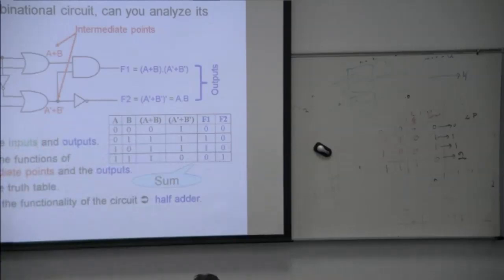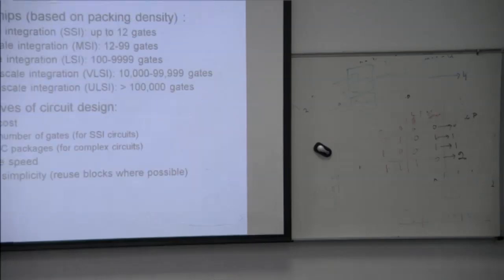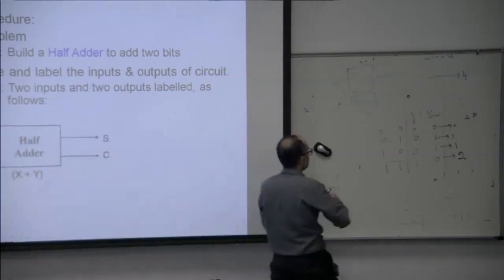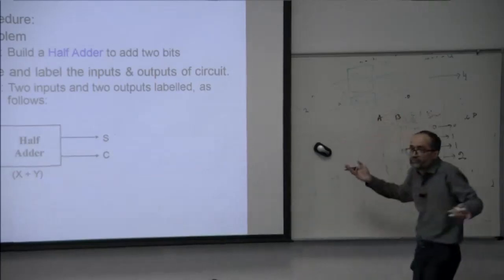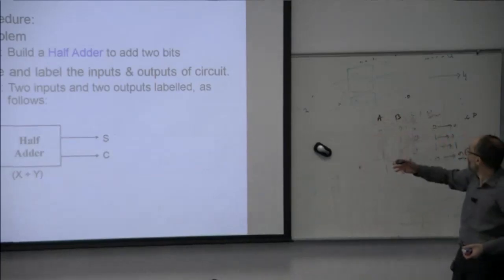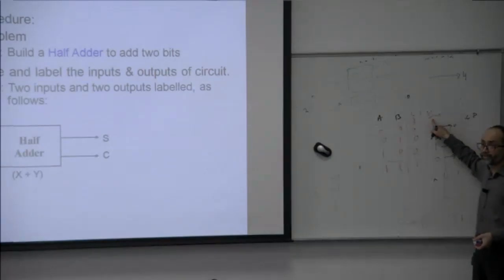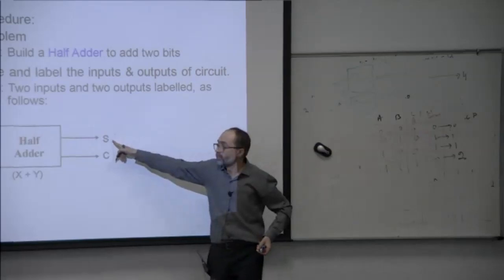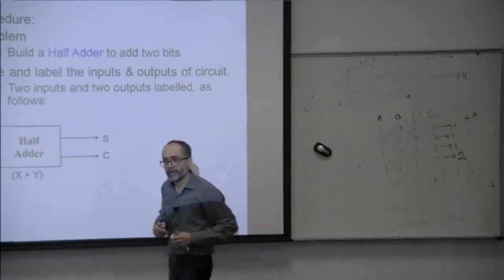Now F1 is the sum and F2 is the carry out. Now we have a half adder. The inputs are X and Y and the outputs are S and C out. I'm calling the inputs maybe A and B, up to you. We are adding two 1-bit inputs. I call this output S, which stands for sum, and C out, carry out.